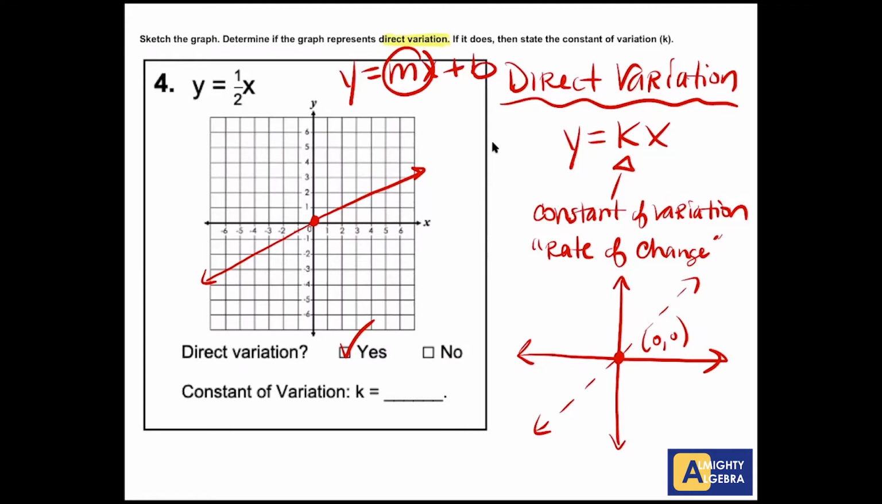Look back at the formula for direct variation. The k is in front of the x. So in number 4, y equals 1/2 x, my constant of variation should be 1/2.